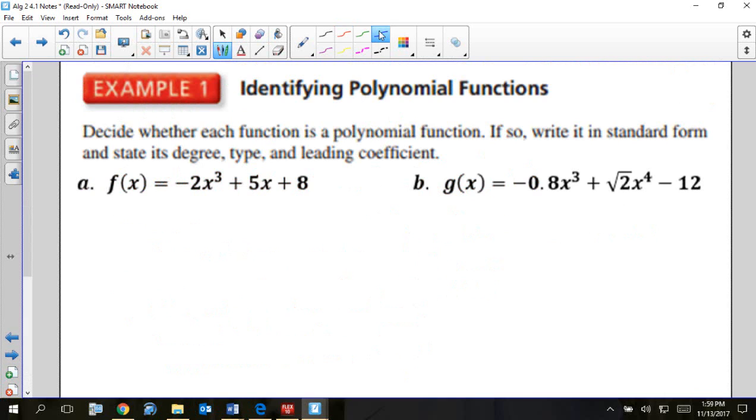All right, decide whether each function is a polynomial function. If so, write it in standard form and state its degree, type, and leading coefficient. So we look at this first one, and we're looking for what makes it not a polynomial. Do you think this is a polynomial?